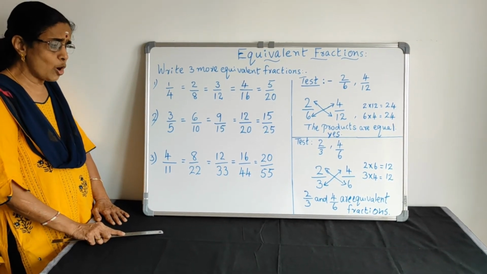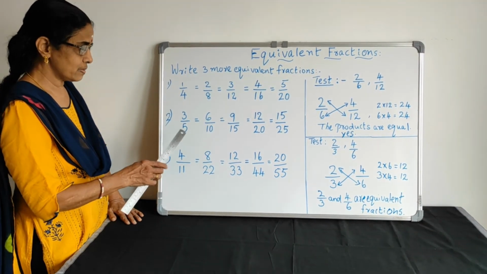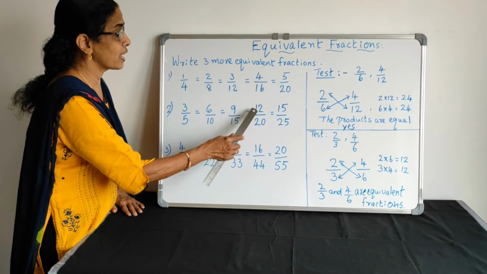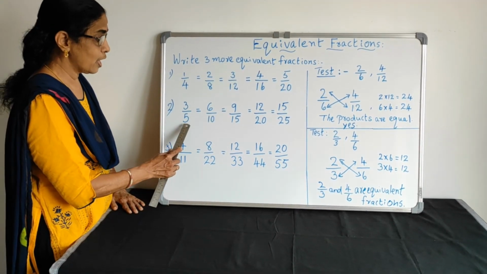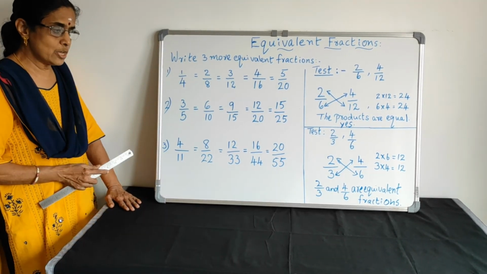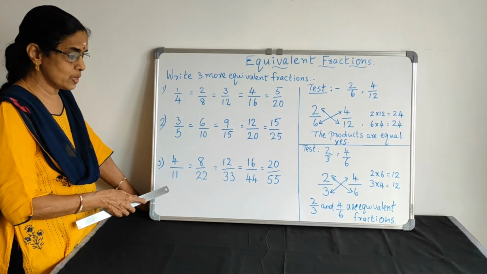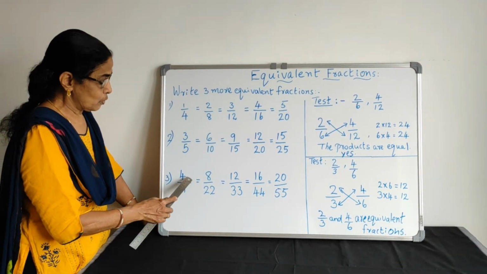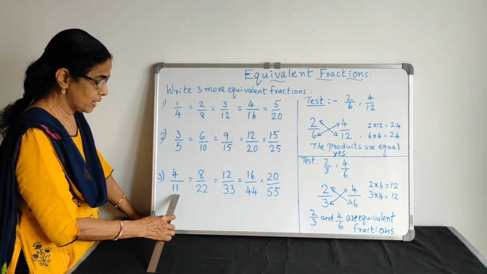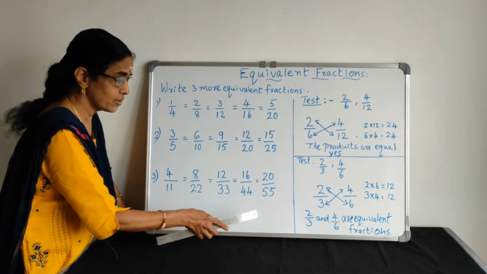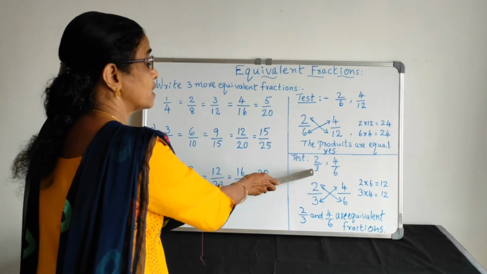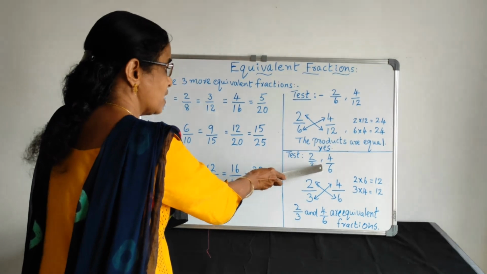Closely observe a small trick. Easy to write: 3, 6, 9, 12, 15, the 3 times table. Here down it is 5, 10, 15, 20, 25, the 5 times table. So to write the next equivalent fractions continuously, you can use this trick. 4, 8, 12, 16, 20, the 4 times table. Here it is the 11 times table: 11, 22, 33, 44, 55. Hope it is clear.